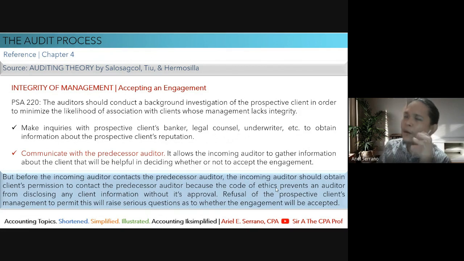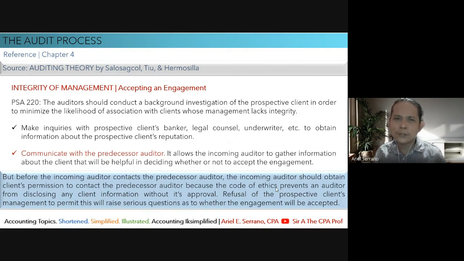Halimbawa, ako yung incoming auditor, ako yung papalit. Kinontak ko si Mr. X, which is the predecessor auditor. Hindi ko pwedeng gawin yon basta-basta. Kailangan magpaalam ako kay ABC Company, kung si ABC Company yung audit client. ABC Company, I would like to request your approval for me to communicate with Mr. X, as part of our preliminary assessments, as part of our initial understanding.